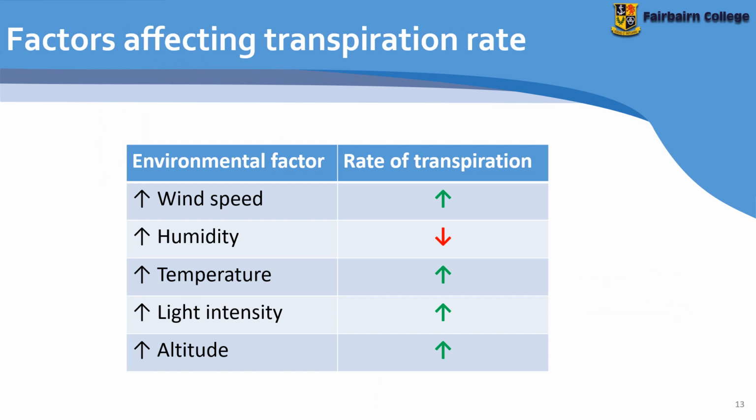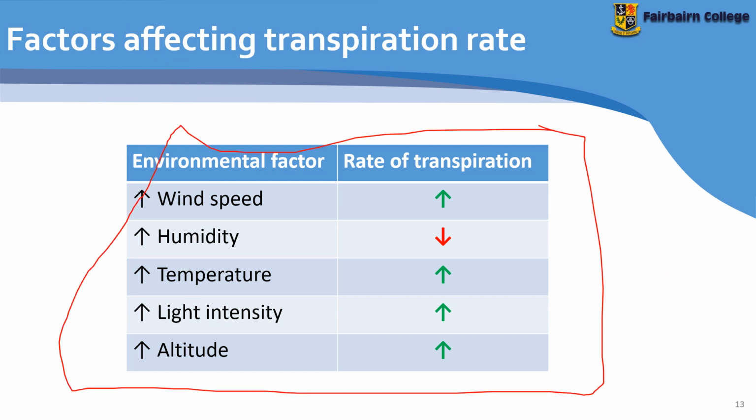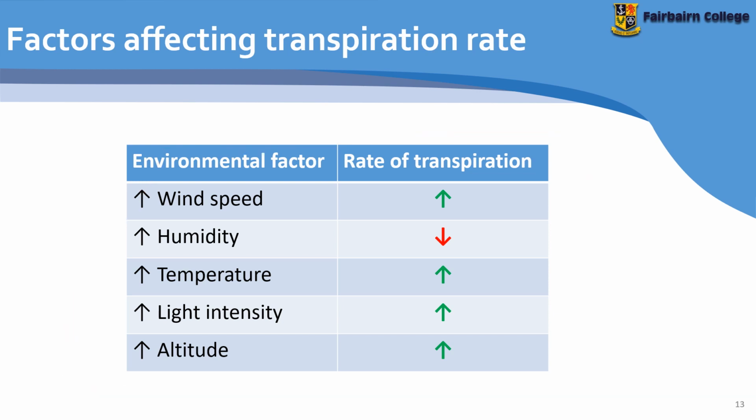Okay, so here's a table just summarizing all of the effects. Just remember what happens for each of these effects. So as the wind speed increases, the rate of transpiration increases. You must know that for all of them. This is just a summary. You need to know the other details as well, but this is just a nice summary for you to remember.